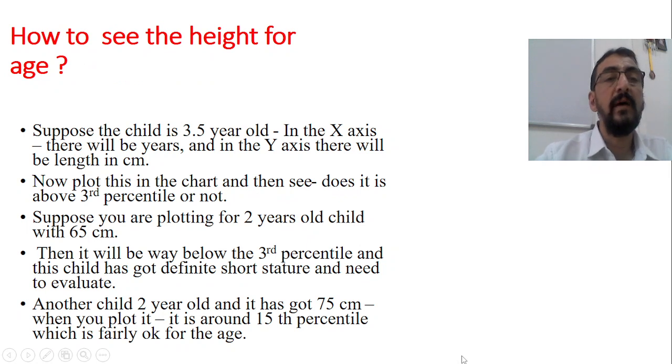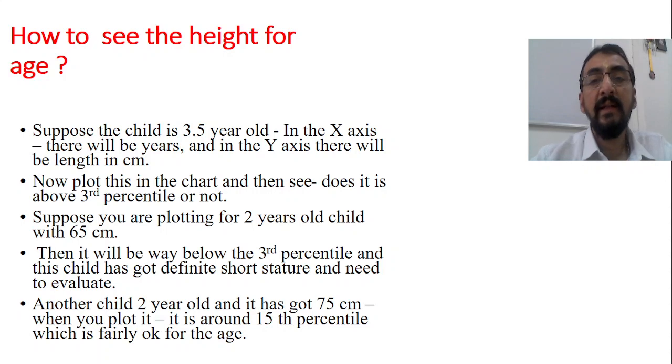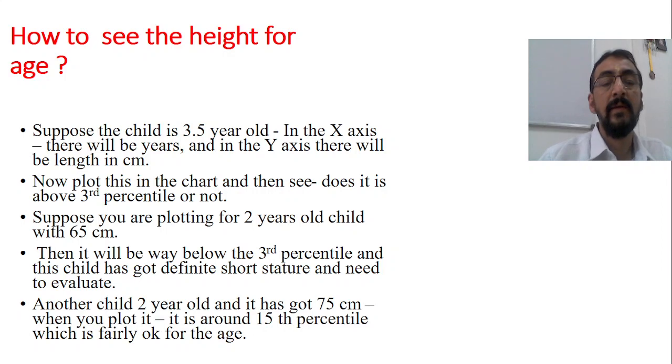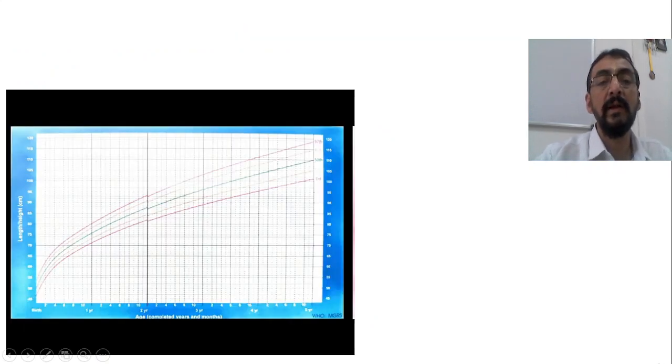Now we shall see how to see the height for the age. Suppose a child is 3.5 years old. In the growth chart, the x-axis shows the years and the y-axis shows the length in centimeters. Now plot this in the chart and see whether it is above the third percentile or not. If you look over here, this is actually the growth chart. Blue is always for boys.